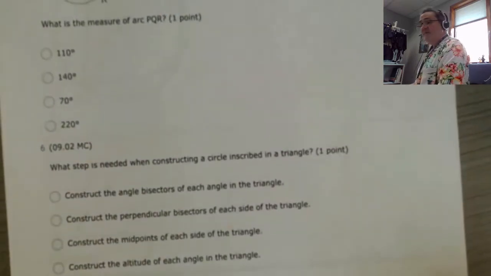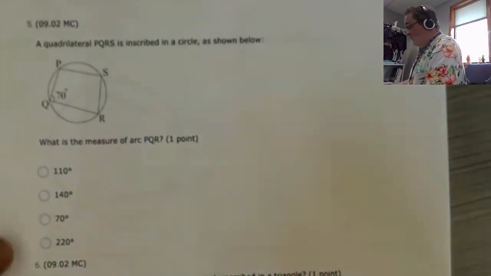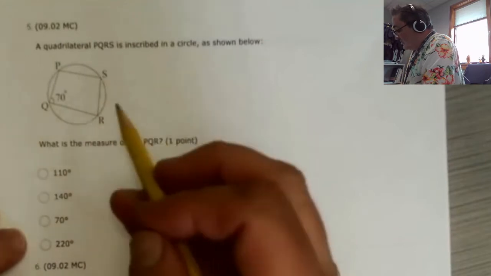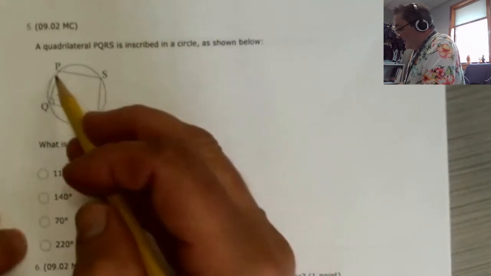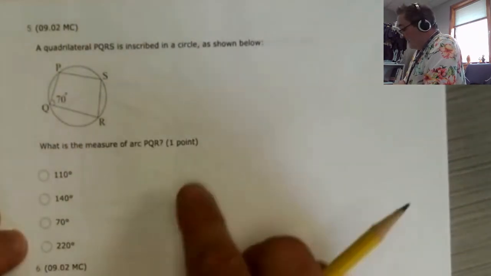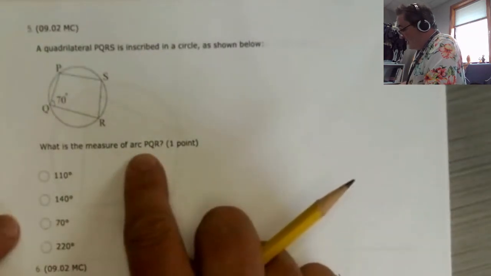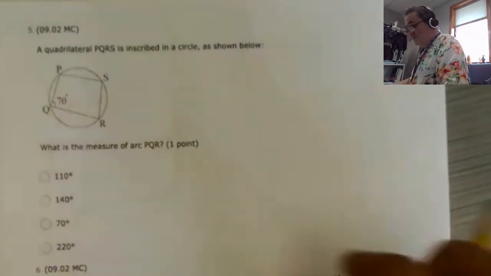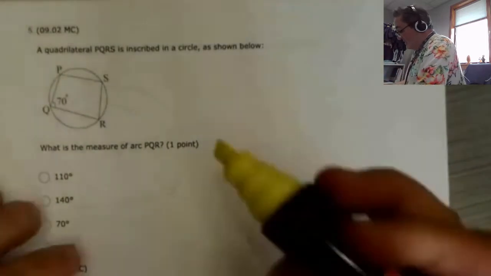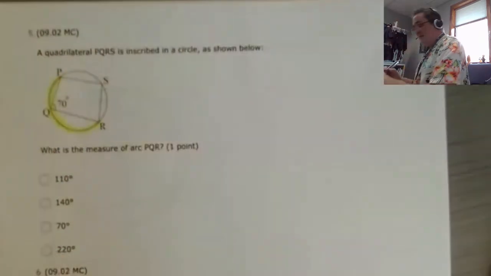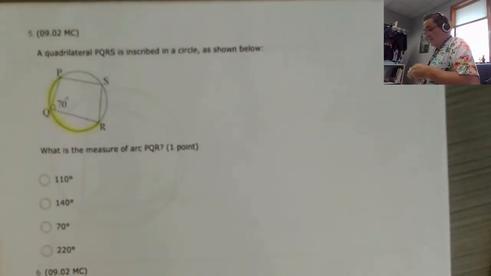All right. Number 5. We are almost halfway completed. A quadrilateral PQRS is inscribed in a circle. There it is, PQRS inscribed in the circle, as shown below. What is the measure of arc PQR? The arc is in the circle and goes from P to R. So they want to know how big is that yellow arc right there.